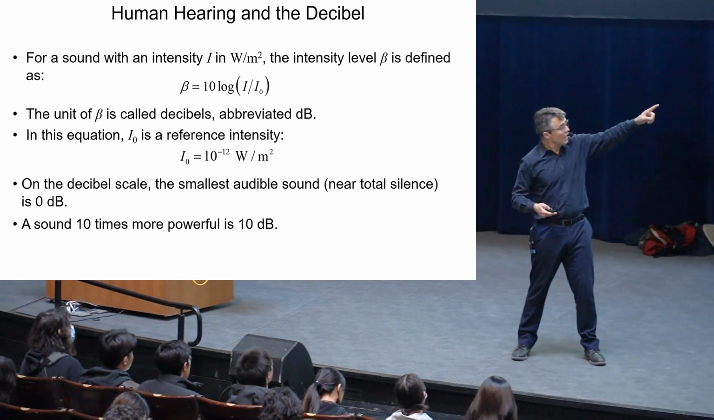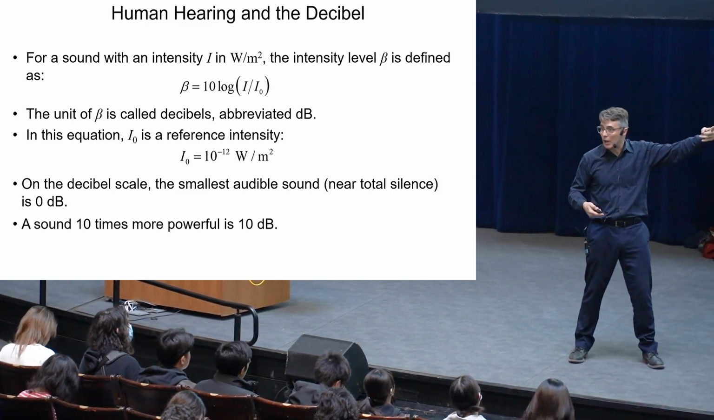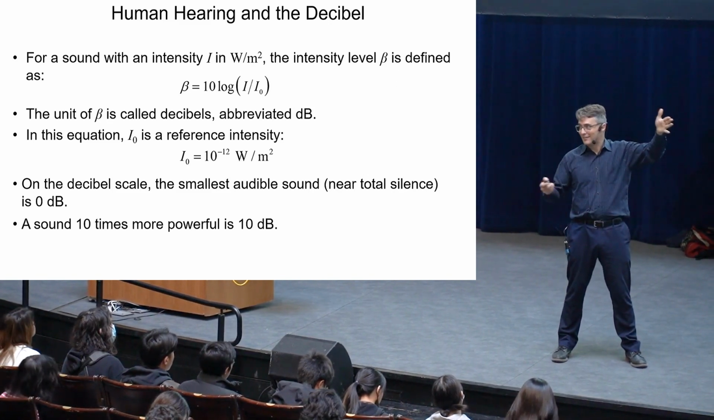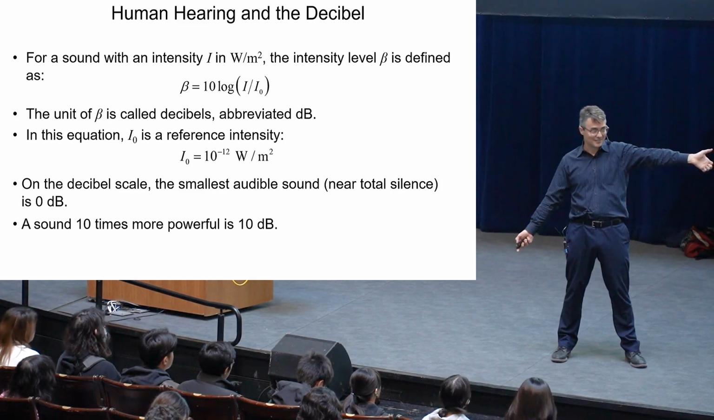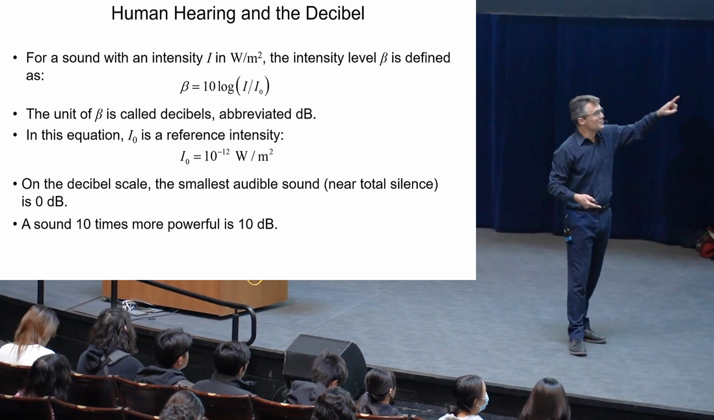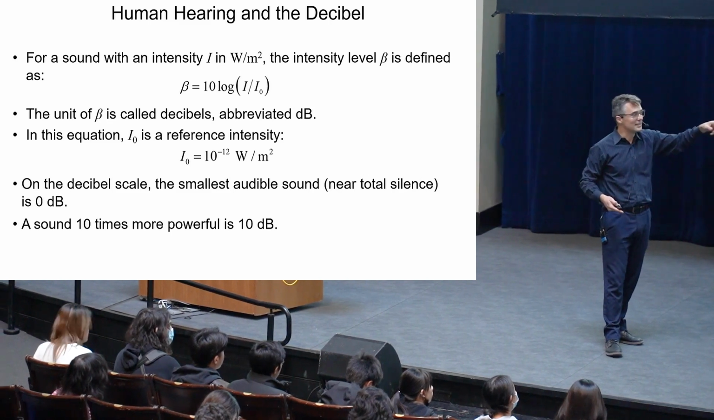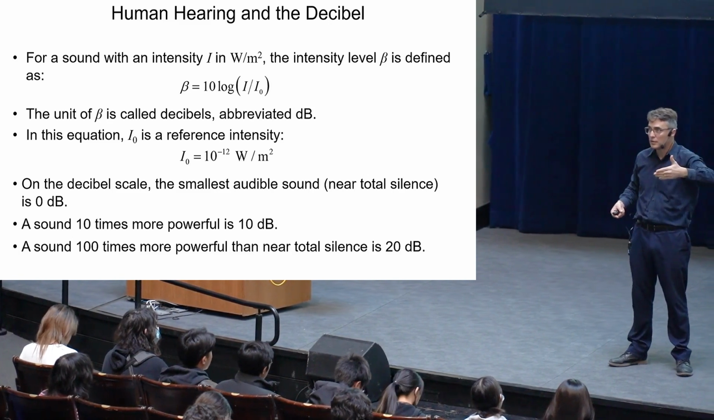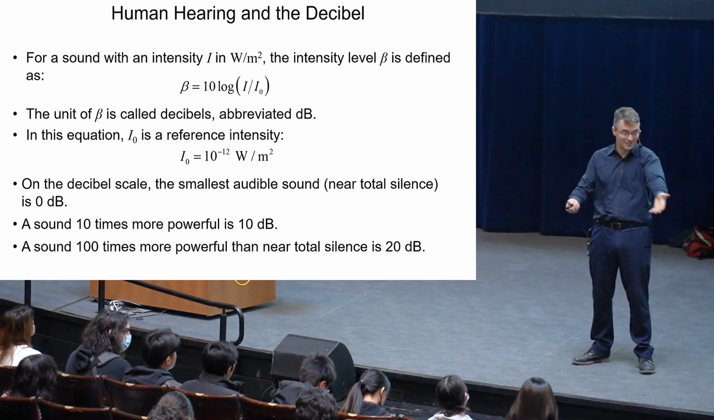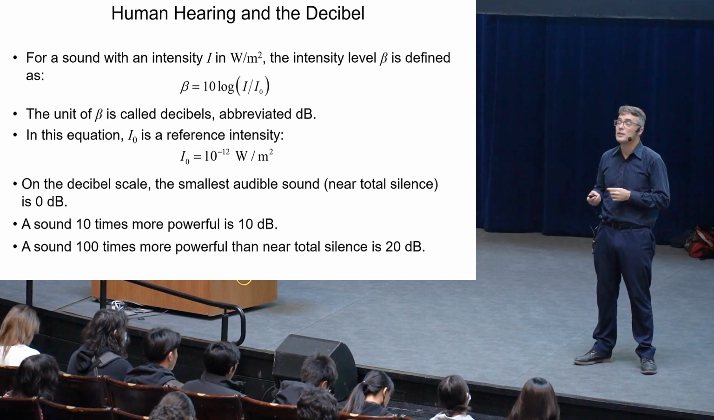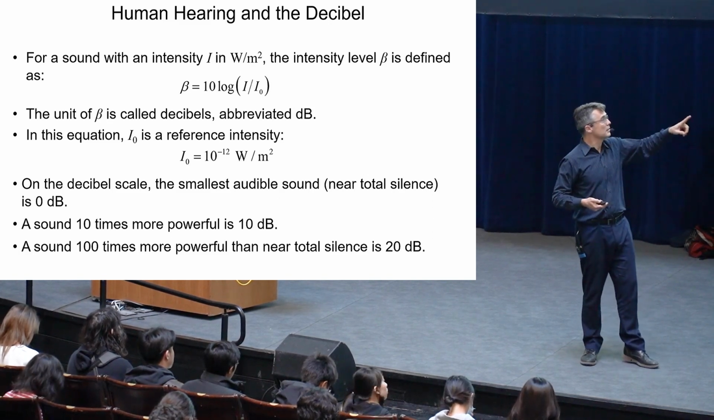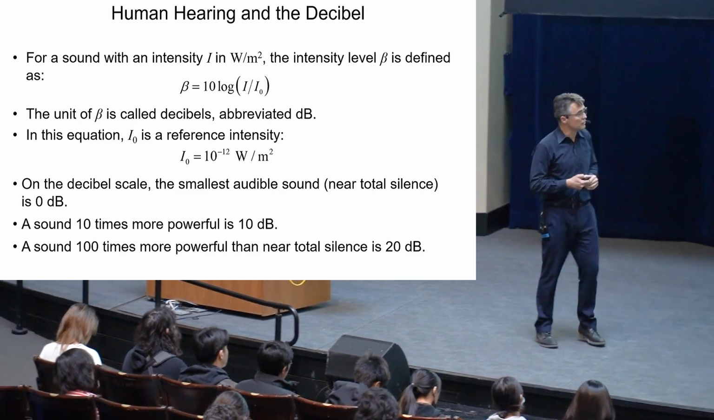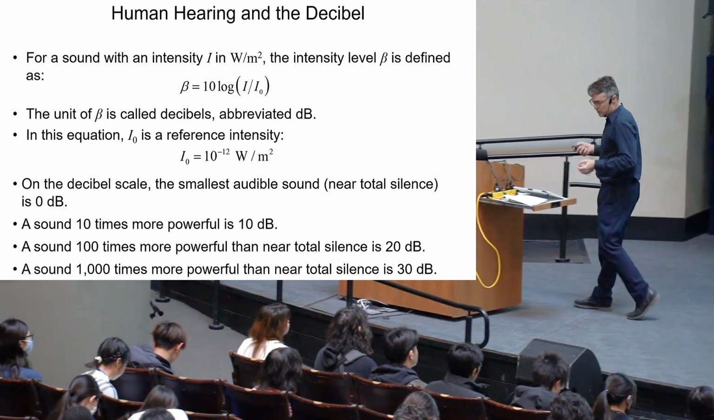And if you have a sound that's 10 times more powerful, 10 over 1 is going to be 10. So what's the logarithm of 10? Anybody? It's 1. Very good. And then 1 times 10, because there's a 10 out front, gives you 10. So you get 10 decibels. But a sound that's 100 times more powerful, the logarithm of 100 is, does anyone know? 2, right? The number you raise 10 to to get 100 is 2. So 2 times 10 is 20. So 100 times more energy, or watts per meter squared, gives you 20 decibels. Or 1,000 gives you 30 decibels.